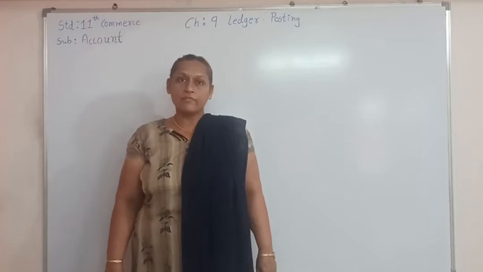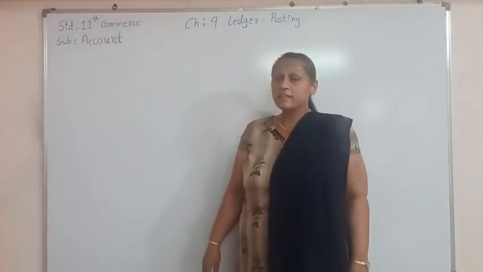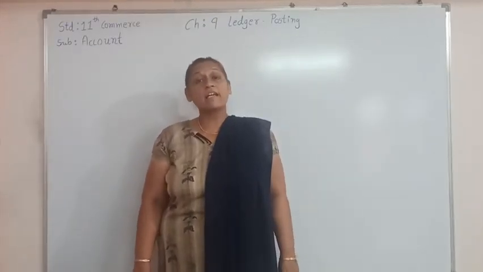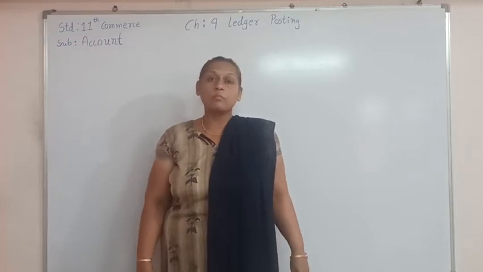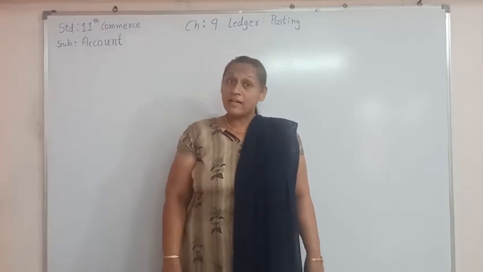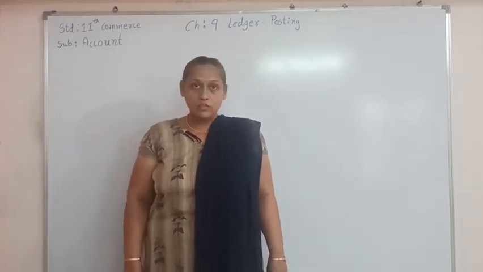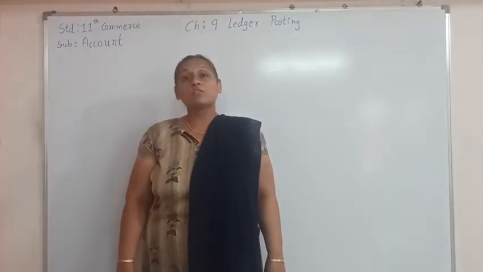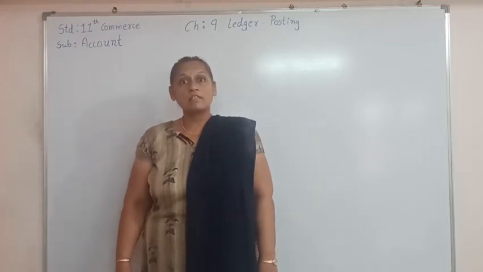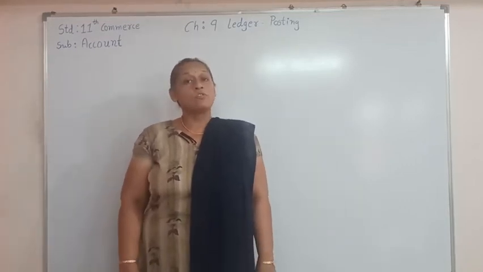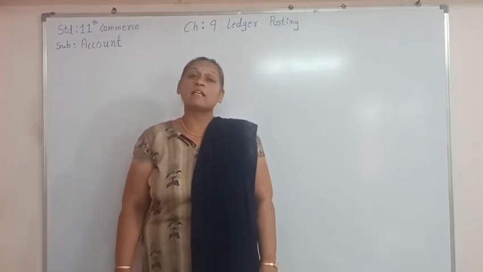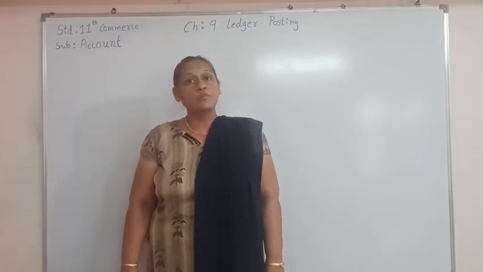Hello students, today we are going to see chapter number 9, that is ledger and posting of standard 11 commerce subject account. So here we are seeing how to make the posting in the ledger from the subsidiary book. In our last video we have seen how to post from the sales book. Today we are going to see the posting from all the goods-related subsidiary books. So today first we are going to prepare the purchase book, sales book, purchase return book, and sales return book, and from that we are going to post in a ledger.